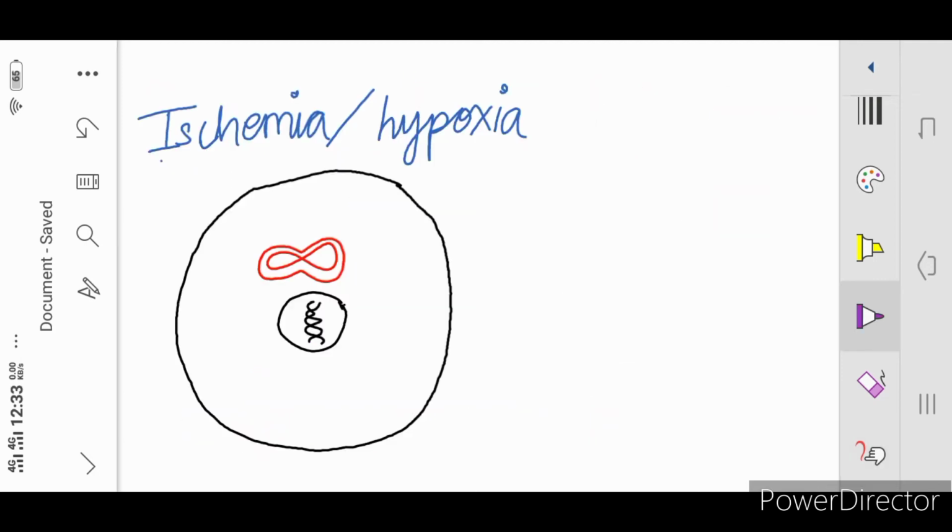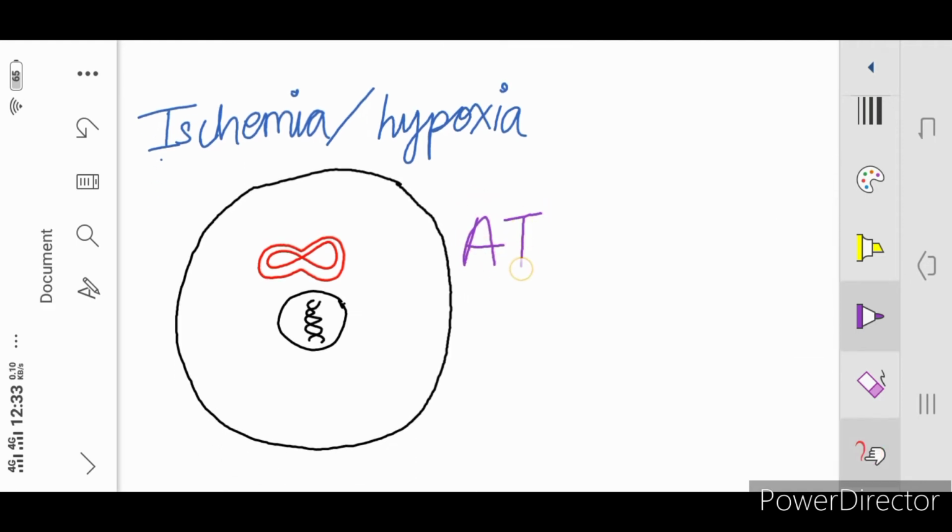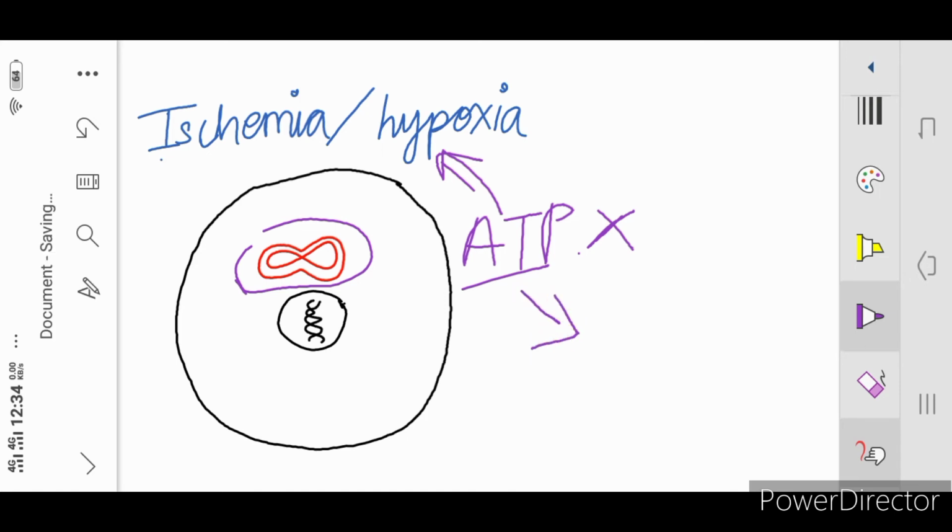Now, second way, if ATP is absent due to ischemia or hypoxia, then the cell tries to make ATP from some other source. Normally, ATP is formed in the mitochondria from oxygen, known as oxidative phosphorylation. So now the cell tries to form ATP through some other mechanism that is known as anaerobic glycolysis.